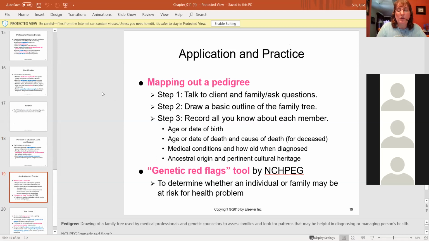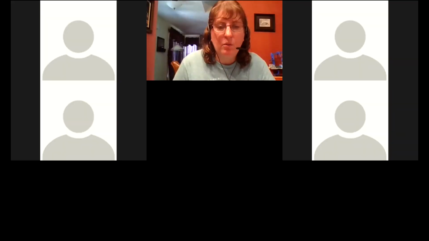Okay, so they talk about mapping out a pedigree. Have you guys ever done that before in the past? Do you know what I'm talking about when I say that? Yes. Okay, so I don't know if everyone knows. Let me see if I can do something different here. I don't know how well this is going to work. I'm going to try it.